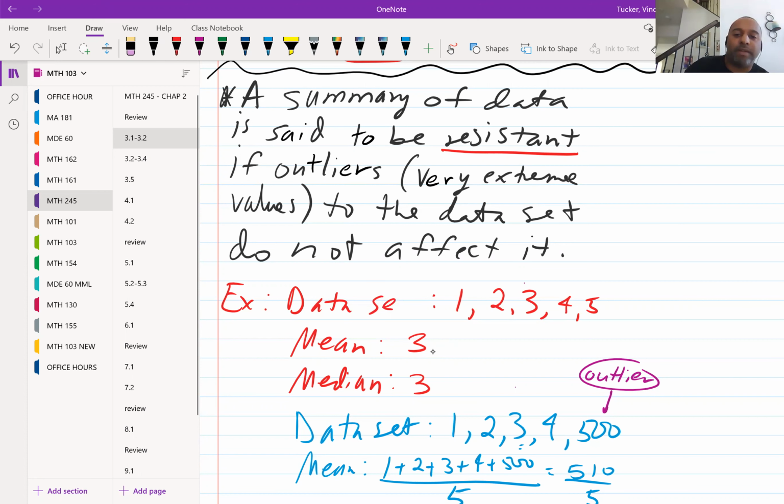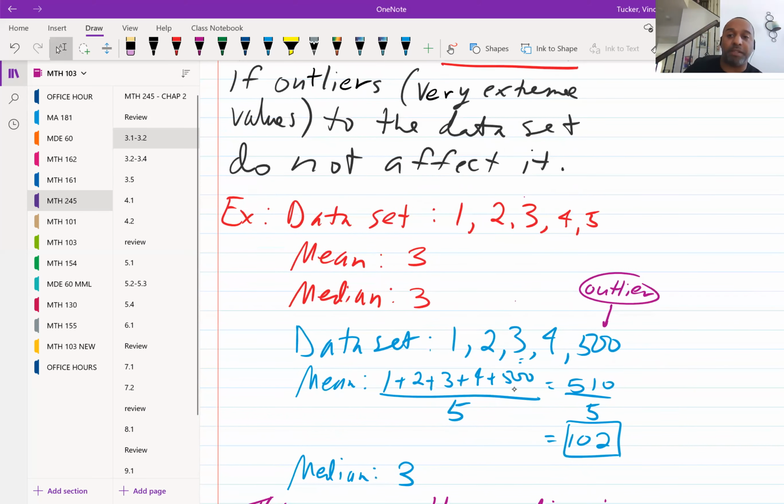All right, so if we have a data set of 1, 2, 3, 4, 5, the mean would be 3, adding up all your data values and dividing by the number of data values. And the median would be 3 also. Median is just the middle value.